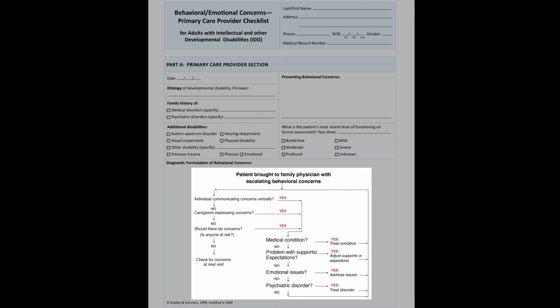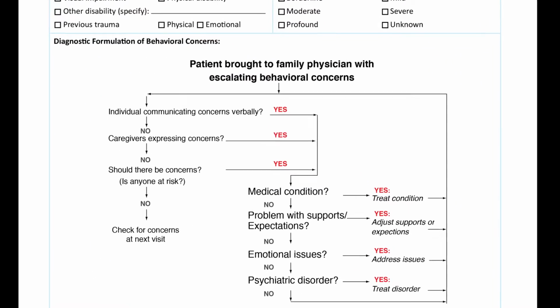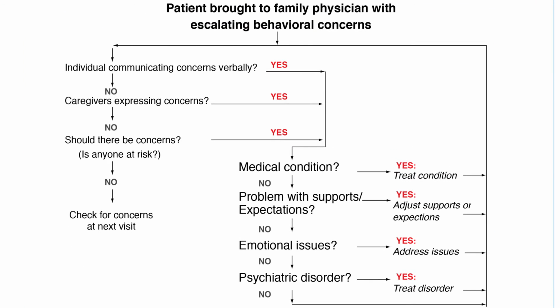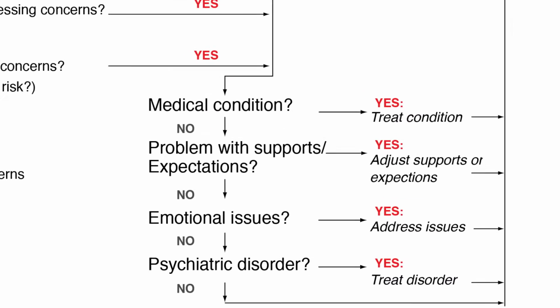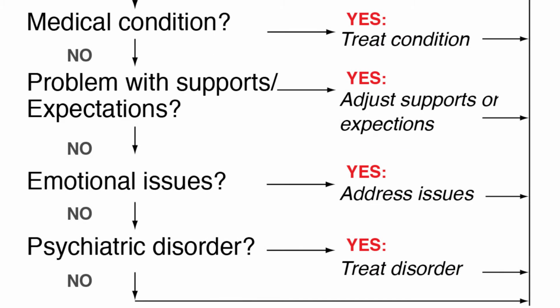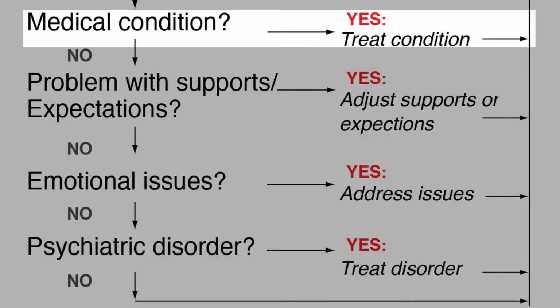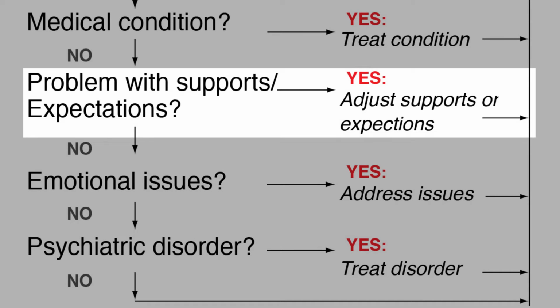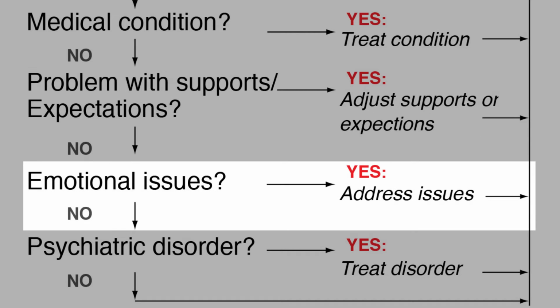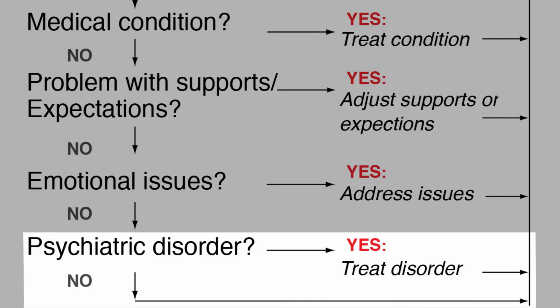And then there's this little graphic that, although it seems simple, really hits some of the essential points and is designed to prevent that immediate response of perhaps thinking about a psychotropic drug to help control the behavior when that may or may not be appropriate. Often it's not appropriate. So there are 4 basic questions here. Is this a medical problem? Is it a problem with supports or expectations? Is it a problem in the emotional area? Or lastly, is it a psychiatric issue, one for which psychotropic medication would be appropriate?